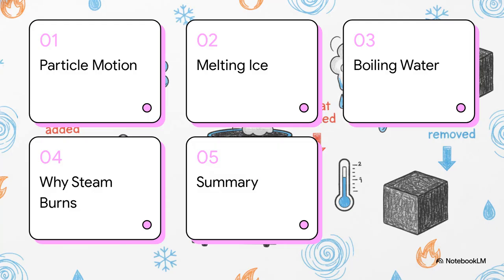Here is what we will be covering today. First, we will understand the connection between temperature and the movement of particles. Then we will observe the journey of ice as it melts into water, and then that water as it boils into steam. We'll also solve a very practical question: why do burns from steam hurt more than burns from boiling water? And finally, we will summarize all our key learning.